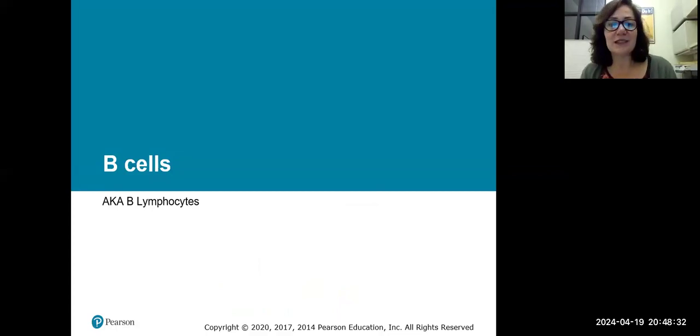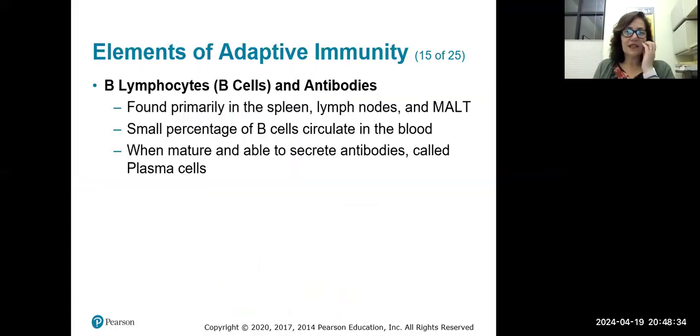Okay, now let's move on to the B cells. These B lymphocytes are, again, made in the bone marrow and mature in the bone marrow. They're found primarily in the lymphatic structures like the lymph nodes, the spleen itself, the MALT, mucosal associated lymphatic tissue, like in the digestive system. Some of them can be found in circulation. And when they are matured and able to secrete antibodies, when they've been activated to make antibodies, that's when you'll hear them called plasma cells sometimes.